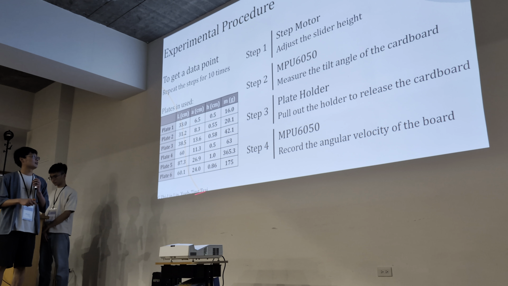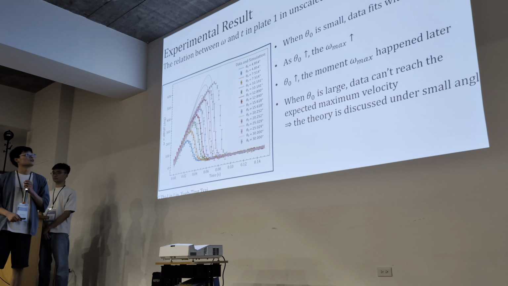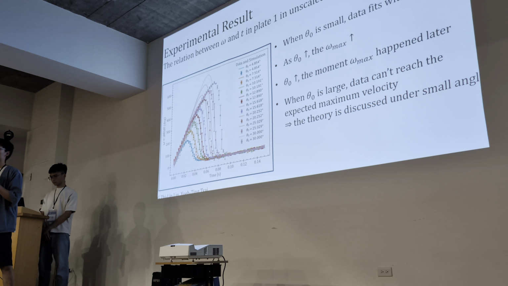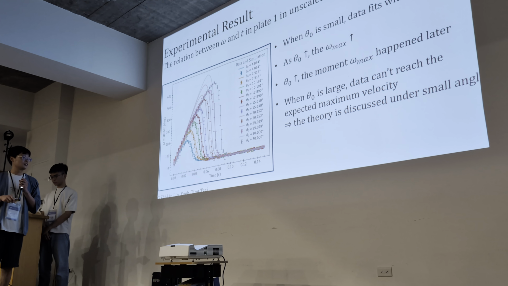And these are 6 plates that we use in the experiment. You can see that this is our experimental result for plate 1, where the horizontal axis is time and the vertical axis is angular velocity omega. With the result, we find that when the initial angle is small, the data fits the simulation well.